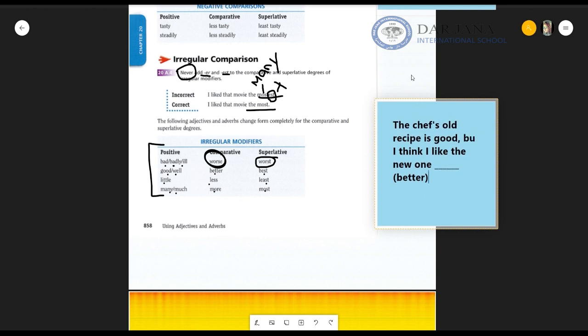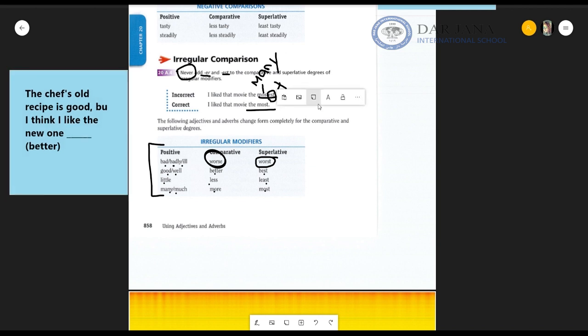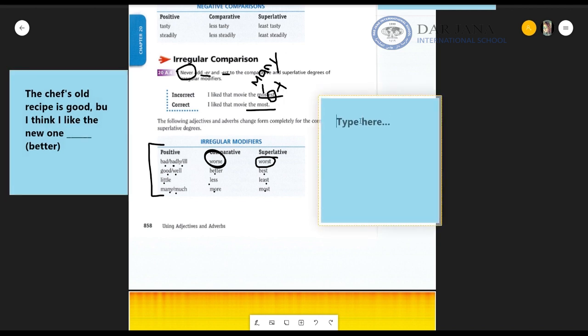Another example would be: of all the types of pizza, I like margarita the blank. And again, this depends on what you prefer.